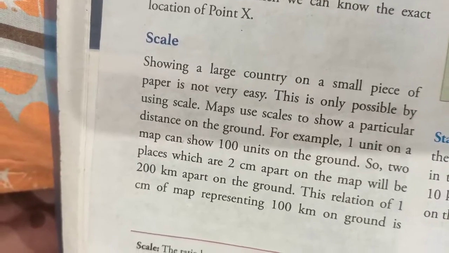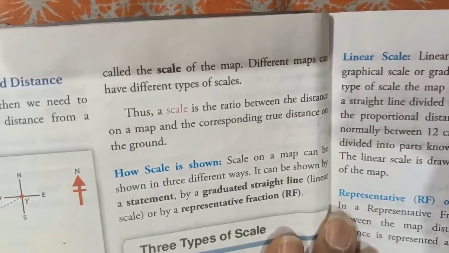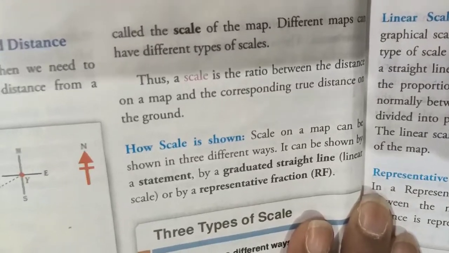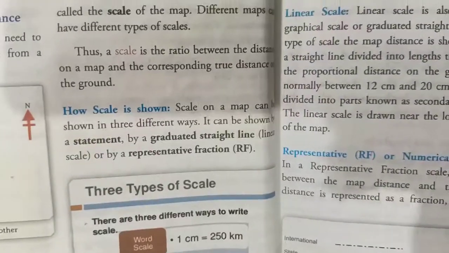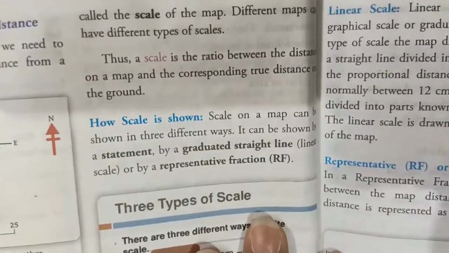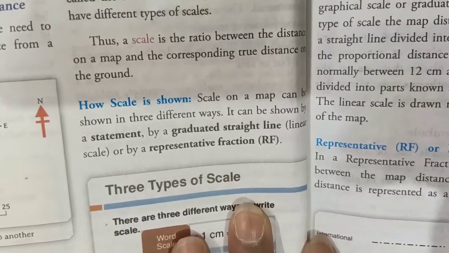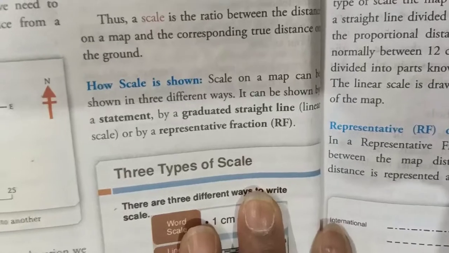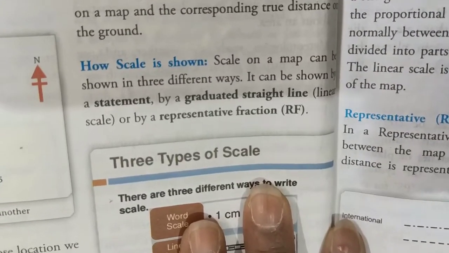So this relation of 1 centimeter of map representing 100 kilometer on the ground is known as the scale of the map. Now children, different maps can have different types of scale. First of all, let us understand what is a scale. Okay, now a scale is the ratio between the distance on the map and the corresponding true distance on the ground. Now the scales are also shown in different ways.